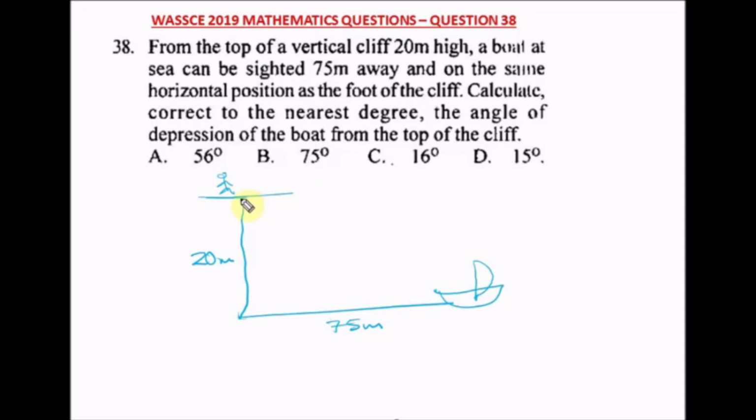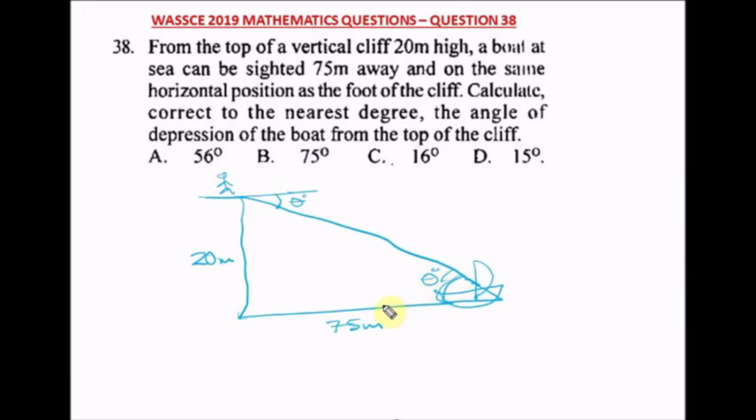Okay, so this is the cliff. So the person sees it this way. So this is the angle of depression, theta. This is what we are looking for. Our angle of depression from the top of the cliff. If we make this a triangle, alternate angles are equal. So this angle is equal to this angle here, theta. So we have to look for this theta here.